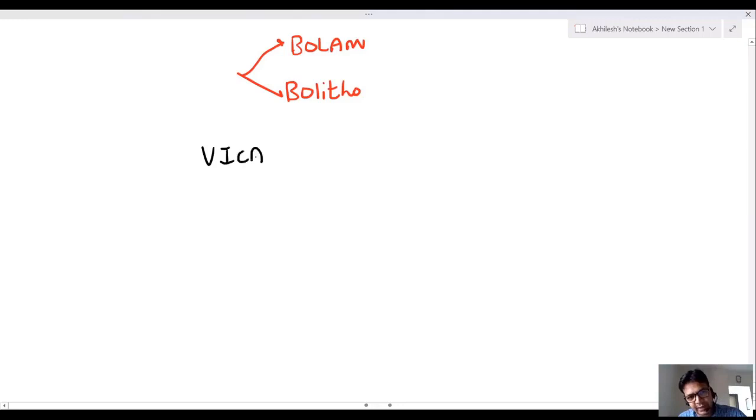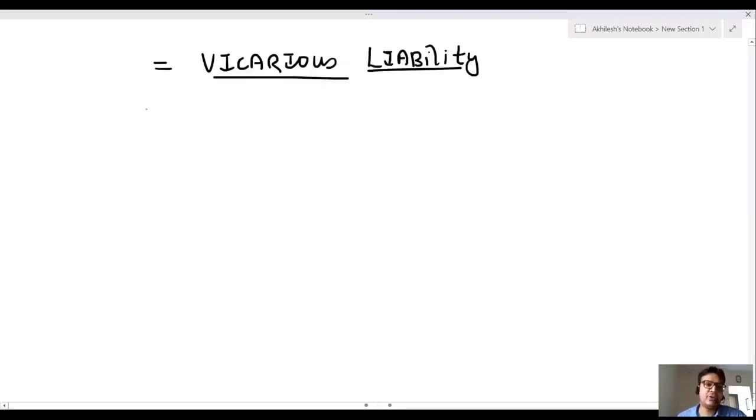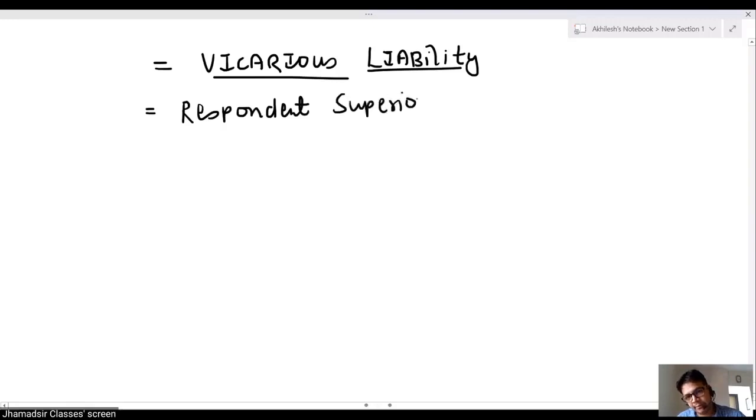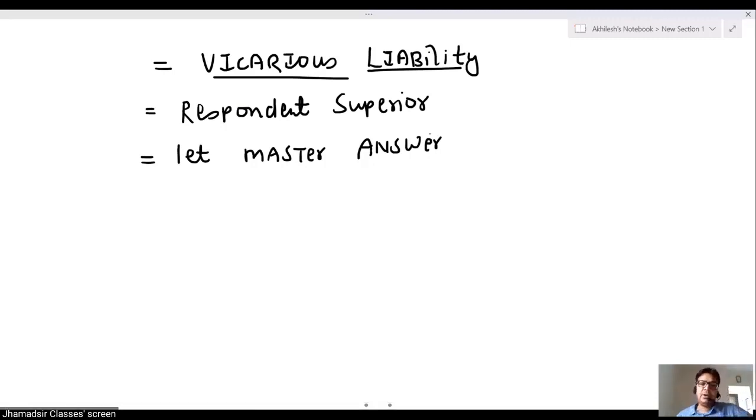Now, the next word is vicarious liability. Vicarious liability is also known as respondeat superior. And another term is let the master answer. Doctor, what is this?